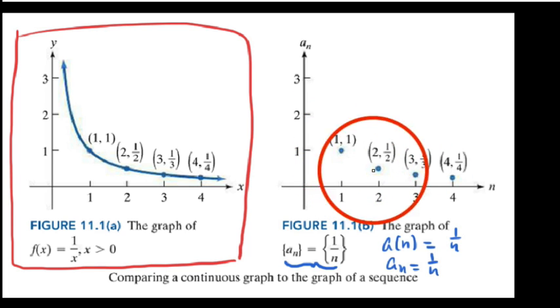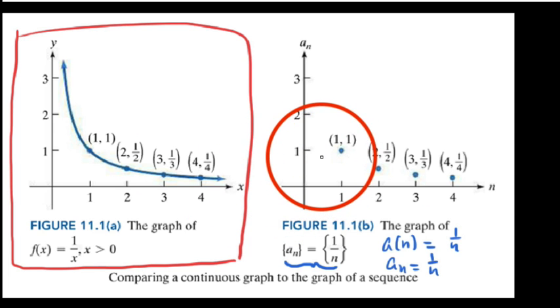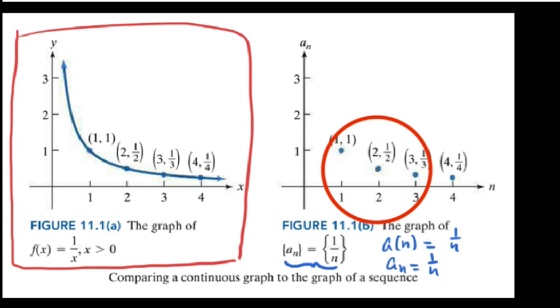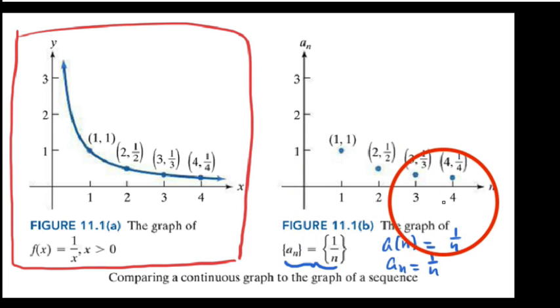So let's take a look at what you see here. They are the same thing. You see the same values on each graph, except that in the function notation all x values are represented, while in the sequence notation only the natural numbers are represented.